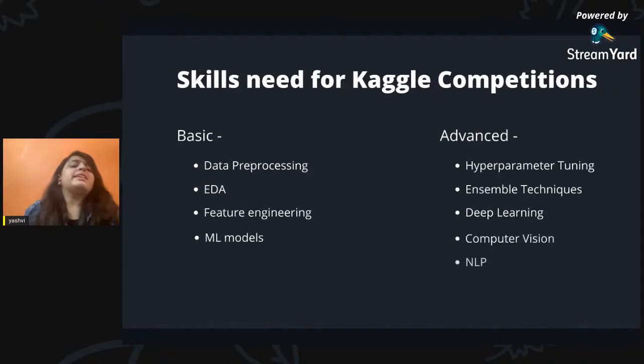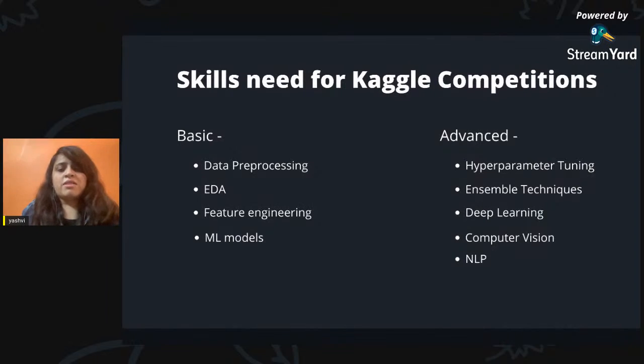So what skills are needed for Kaggle competitions? The basic skills required are data pre-processing, EDA, feature engineering, and ML models. In data pre-processing, like I said, we clean and process the data. Using EDA, we know how to impute missing values, how to handle outliers, and how to do feature engineering. I can create new features out of already given features that might be better for the machine learning model. So in basics, you are covered.